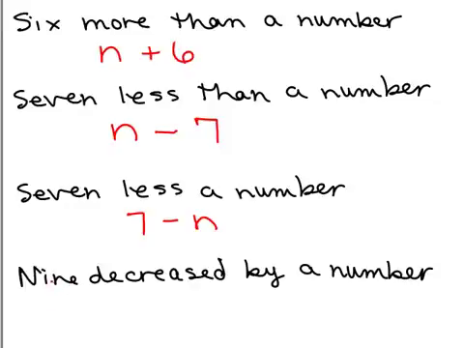And how about this last one? 9 decreased by a number, it means I've got to start with 9, and then I'm going to decrease it, so I have to take something away from it, and I'm going to take away the number. Again, I'll call it n. These are pretty tricky, the ones for subtraction.